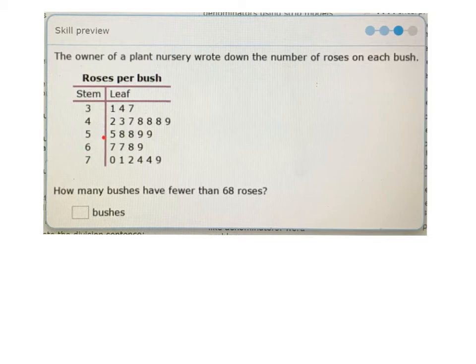That's 67, 59, etc. I'm going to check that. 31, 34, 37. So 1, 2, 3, 4, 5, 6, 7, 8, 9, 10, 11, 12, 13, 14, 15, 16, 17. Yep. Answer, 17 are less than 68 roses.